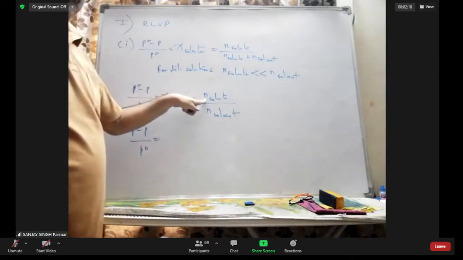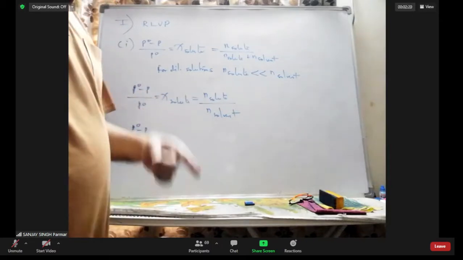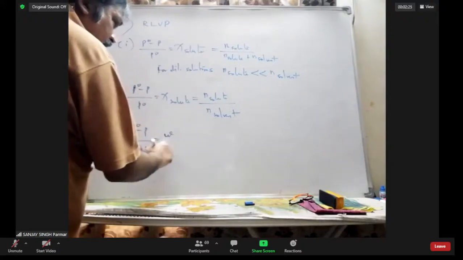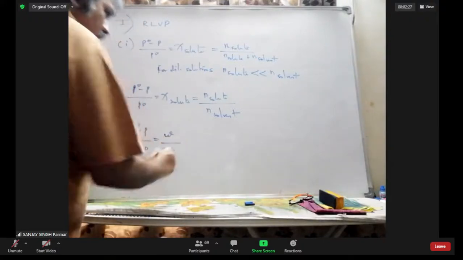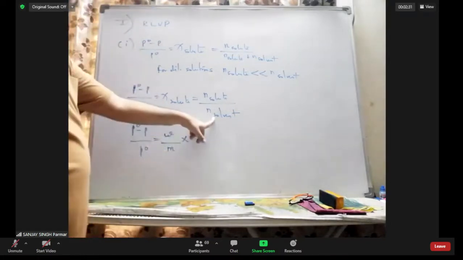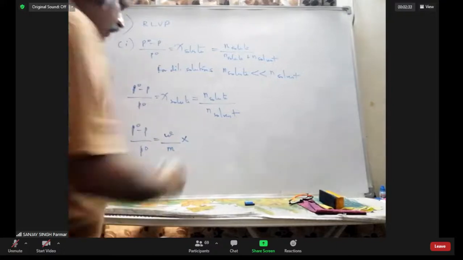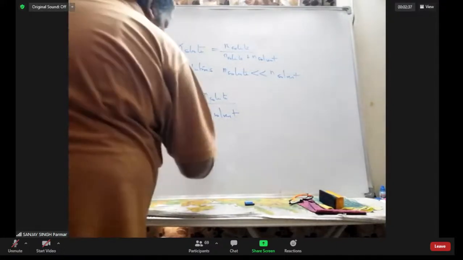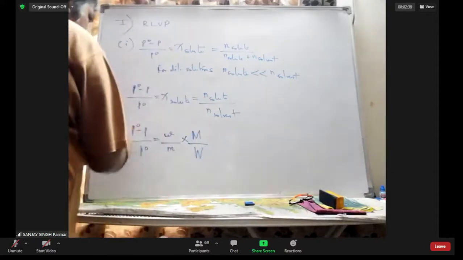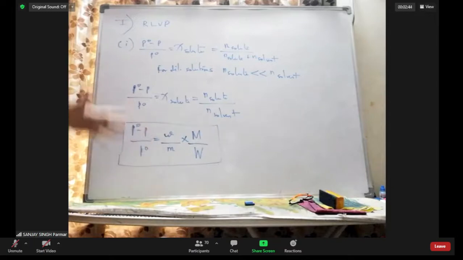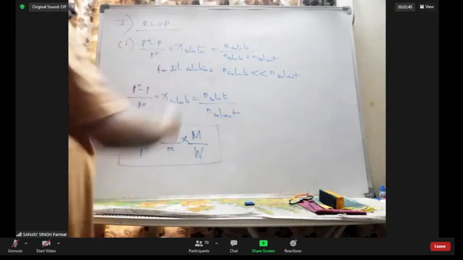Number of moles of solute means weight divided by gram molecular mass of solute. Weight of the solute, small w, molecular mass of the solute, small m, divided by number of moles of solvent. So here, molecular mass of the solvent is capital M, capital W is the weight of the solvent, and therefore long back I taught you this formula in relative lowering of the vapor pressure, isn't it?